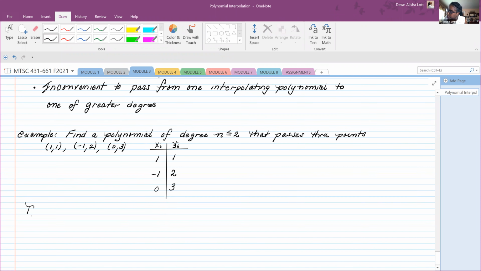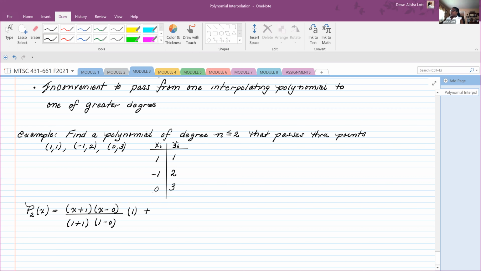For us, this is going to be P2 of X. So we'll leave out the first one. So that'll be X minus a negative 1. So that'll be X plus 1 times X minus 0 divided by 1 minus negative 1 and 1 minus 0. And that gets multiplied by the first yi, which is 1.